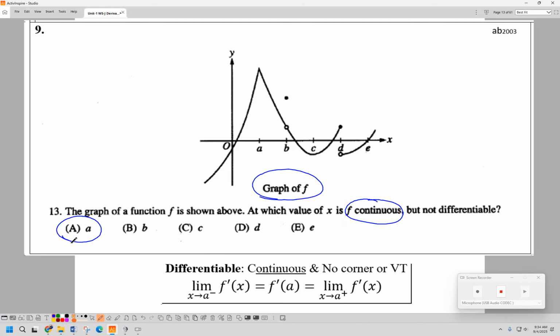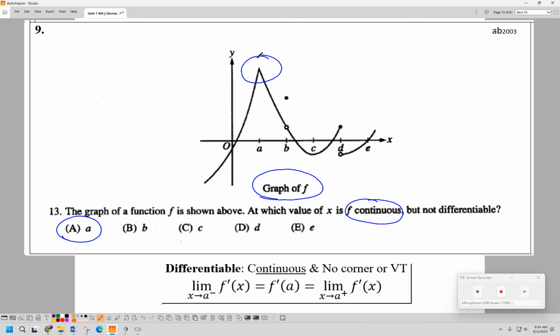At x equal a, f does not have any discontinuities. F does not have a jump, removable discontinuity, or vertical asymptote. Therefore, at x equal a, f is continuous. So far, so good. Raise your hand if you can tell me any places where f is not continuous.